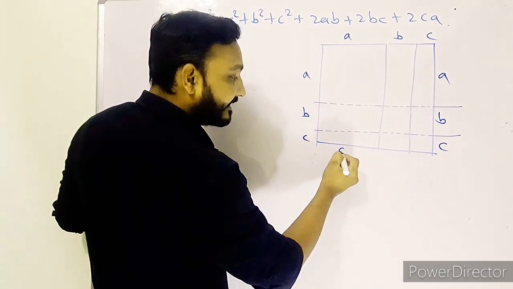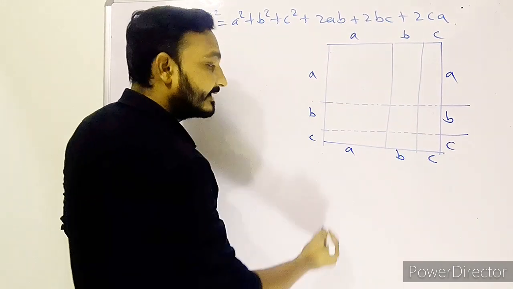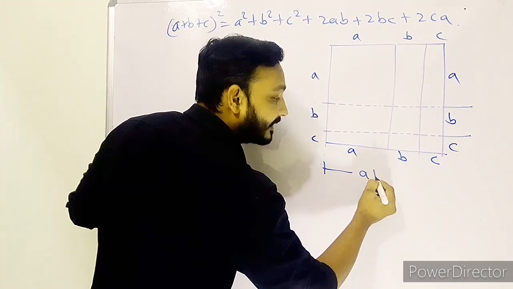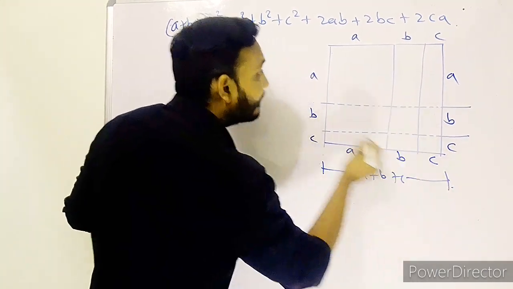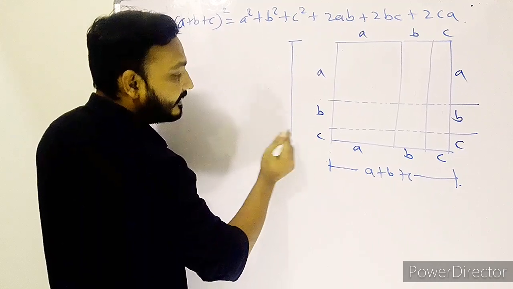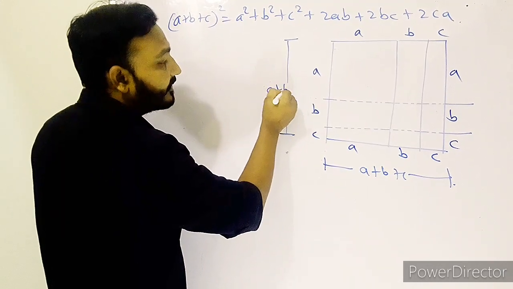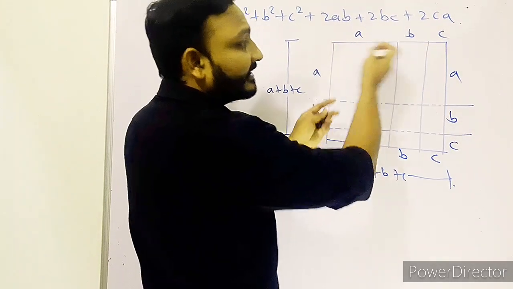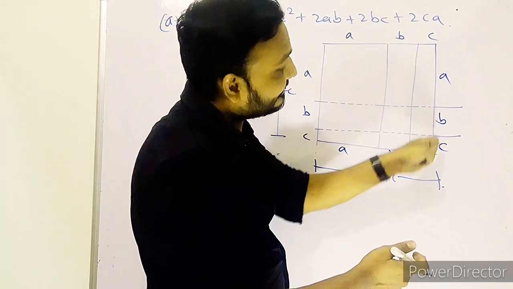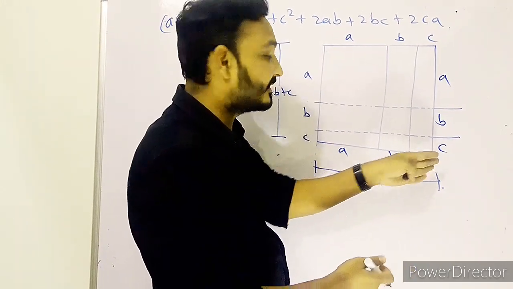Okay. Now here tell me A, B and C. What is the length of this whole A plus B plus C? What is the length of this whole side? A plus B plus C. What is the length of this also? A plus B plus C. What is the length of this also? A plus B plus C.